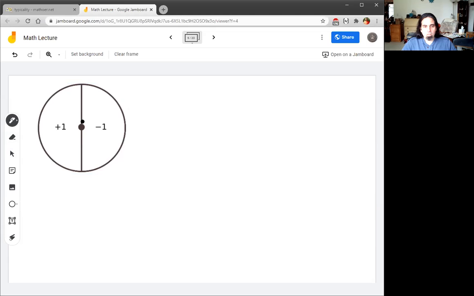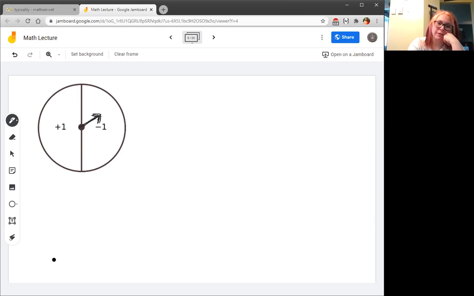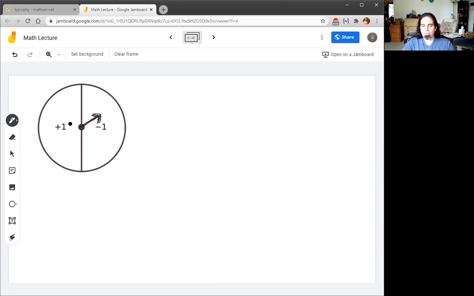If we were to put a spinner here and spin it around, that's a terribly unstraight spinner. Then why would we think this is a fair game? We're assuming you earn $1 or pay $1 based on where the spinner lands. You have a 50-50 chance. Unless the spinner was not fair, you would expect it to land on the plus and minus equal amounts.